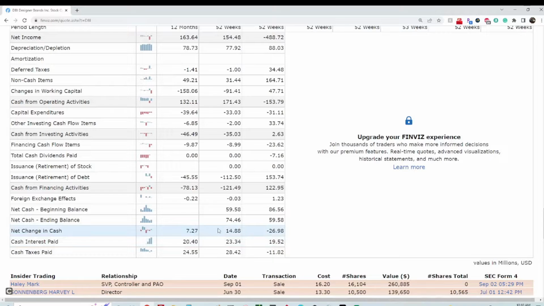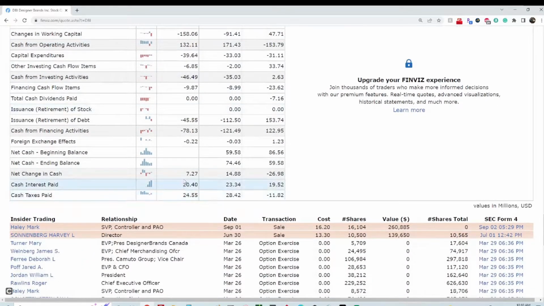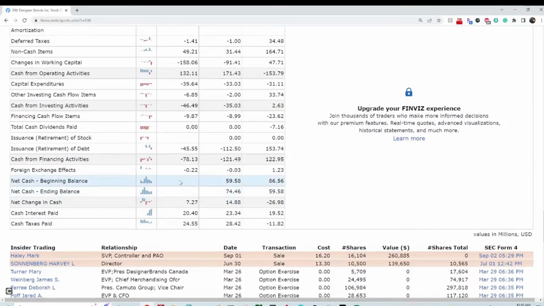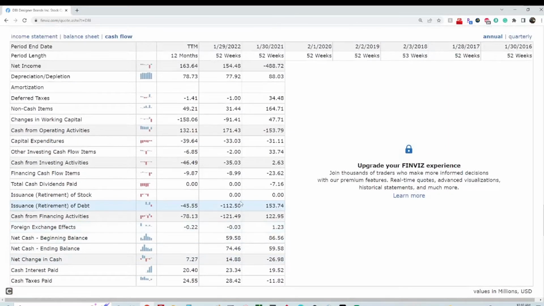Change in cash, barely. It's going down. Cash from financing activities, negative. Cash from investing activities, also negative. Cash from operating activities is positive, but I mean, overall, it's okay. Foreign change effects, weird. So this is okay.